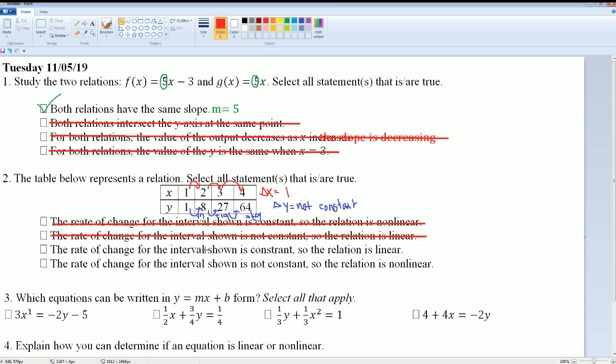The rate of change for the interval is constant. Is it constant? Nope, that's wrong. The rate of change is not constant. Correct. So the relationship is nonlinear. That is true. Remember, by definition, if the rate of change is not constant, it is nonlinear. That is the definition of something being nonlinear.